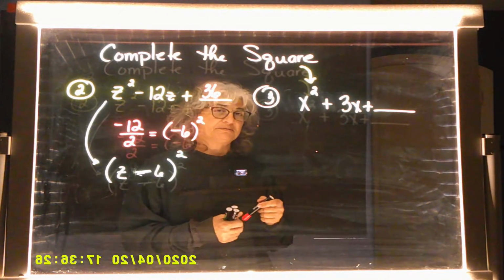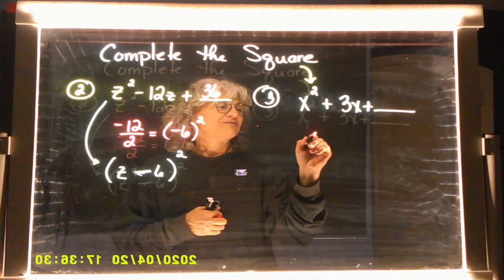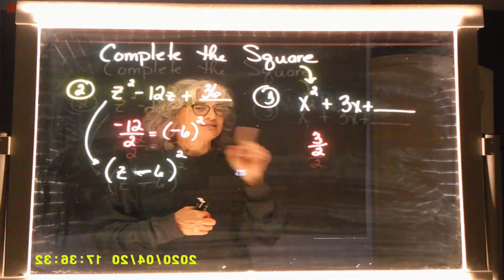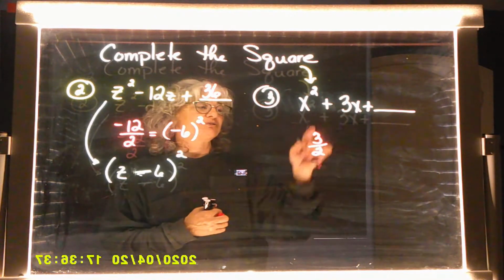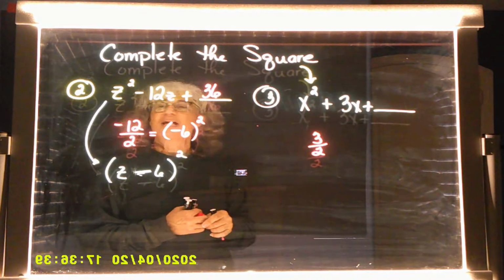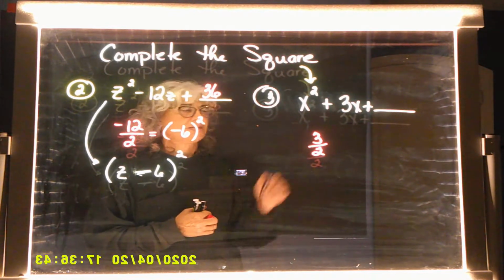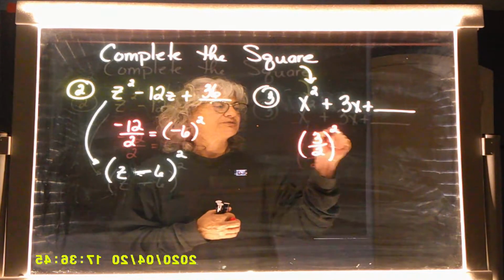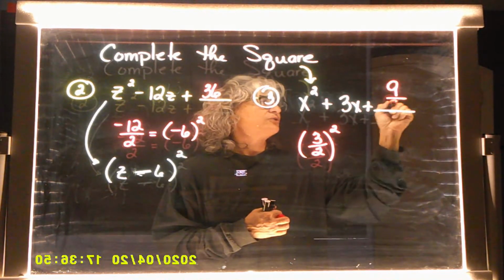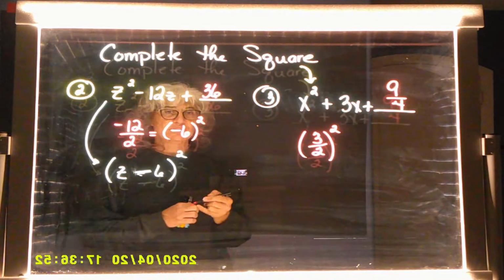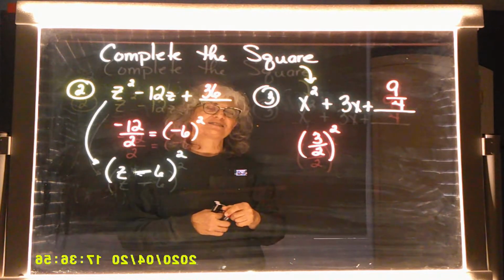So remember, the pattern doesn't change. Just because the 3 does not divide nicely by 2 doesn't mean that my pattern changes. It remains the same. I'm going to take this middle number and divide by 2. And no, I'm not going to make it a decimal. I'm going to leave it as a fraction. And then you're going to square it, aren't you? Which will give you 9 over 4. Agreed?